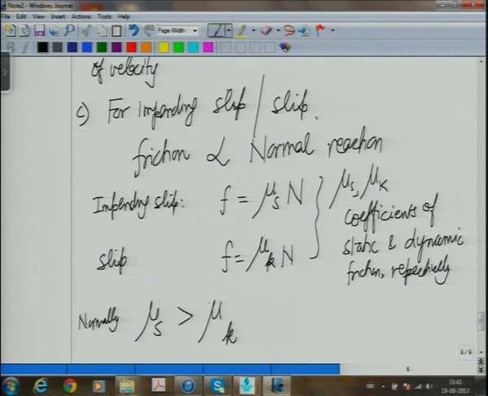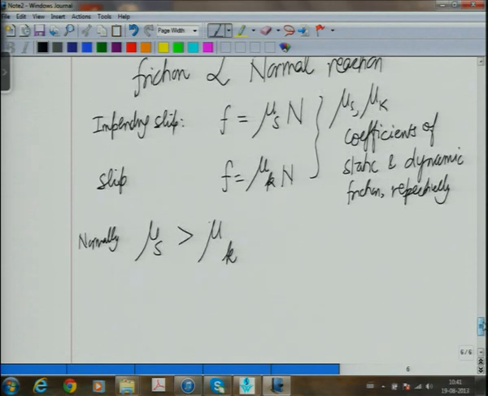So the third part, and this is one where most mistakes are made: when there is no slip, then what can we say about the friction? For no slip, what we can only say is that the friction force is less than mu s N, but we cannot relate F to N by an equation.